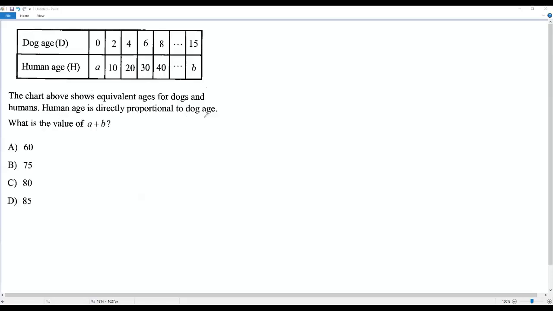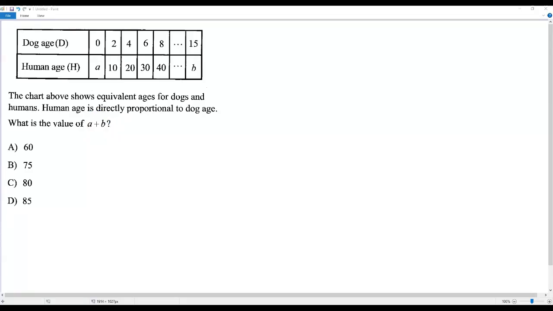Human age is directly proportional to dog age. What is the value of A plus B? To get the value of this expression A plus B, we have to find the values of the constant A and B in the table. Once we get the values of the constants A and B, we can add them and get the value of the expression A plus B.